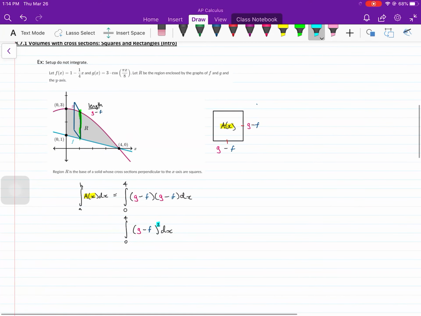Now let's go ahead and plug in g and f. So g is going to be 3 cosine of pi x over 8, minus f, which is 1 minus 1 over 4x. And of course we have that squared.